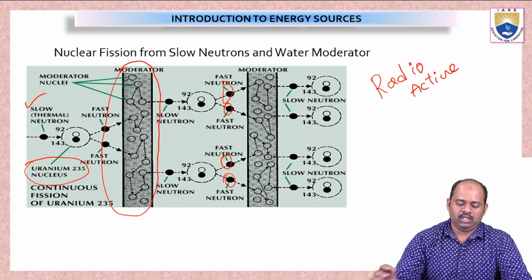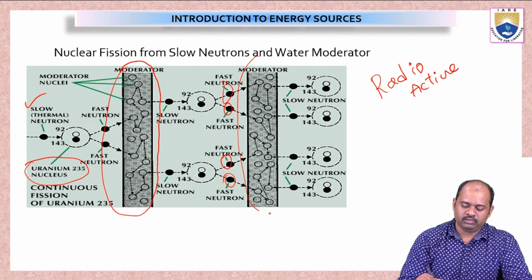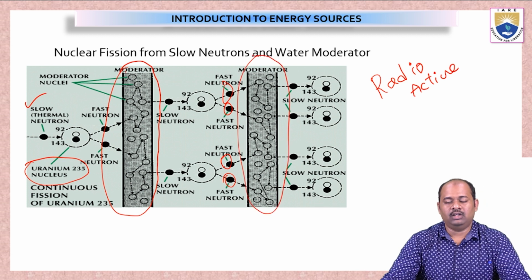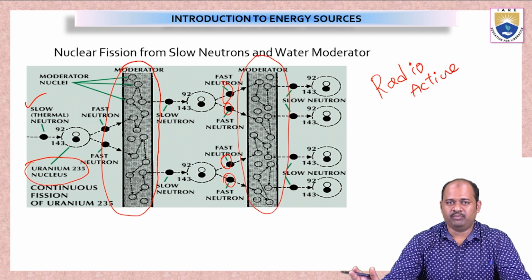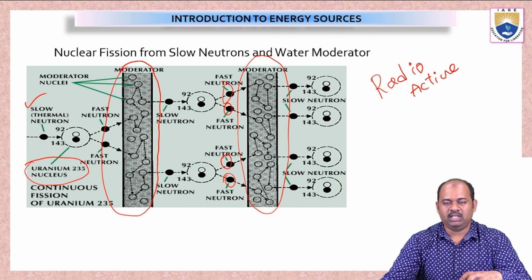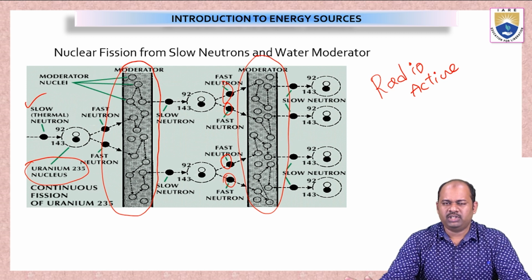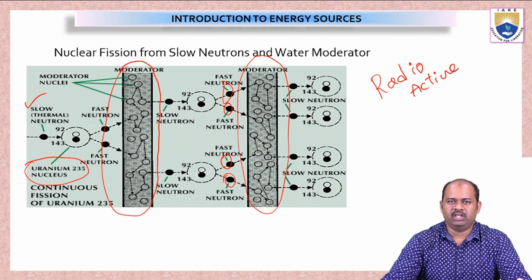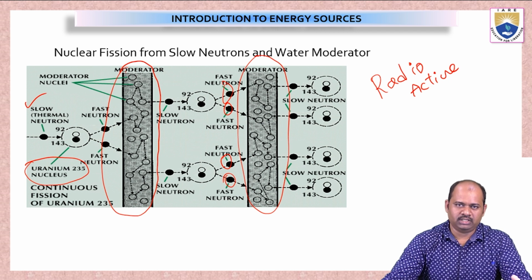So if the moderators are not present, these two moderators are the controlling devices which control the temperature of the nuclear reaction. If the nuclear moderators are not there, what happens? This chain reaction will go on, and an enormous amount of energy will be developed in a very small area. This may cause an explosion.